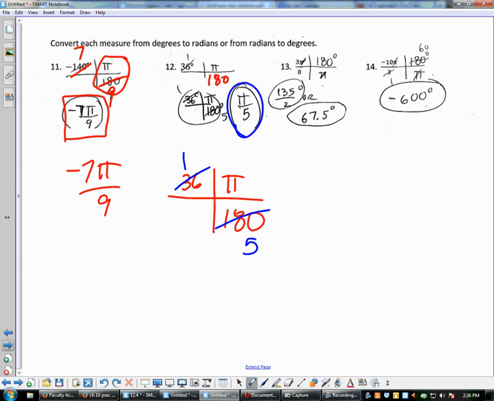For number 13, since I'm going from radians to degrees now, I would multiply by 180 over pi. So I did 3 pi over 8 times 180 over pi. The pi's divide out, and I'm left with 135 over 2, or 67.5 degrees. And then negative 10 pi over 3, multiplied by 180 over pi. Again, the pi's divide out, and 3 goes into 3 once, and into 180 60 times, so I end up getting negative 10 times 60, which is negative 600 degrees.